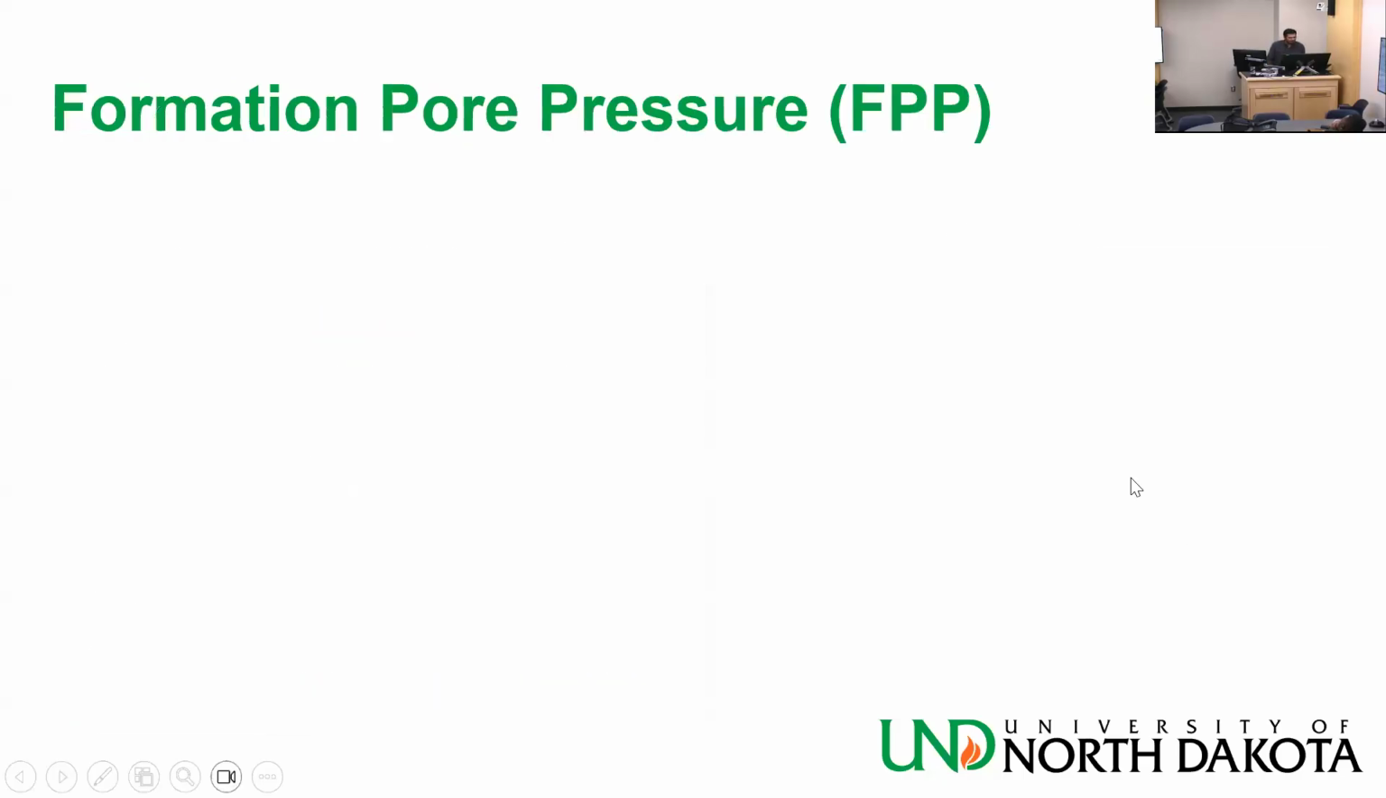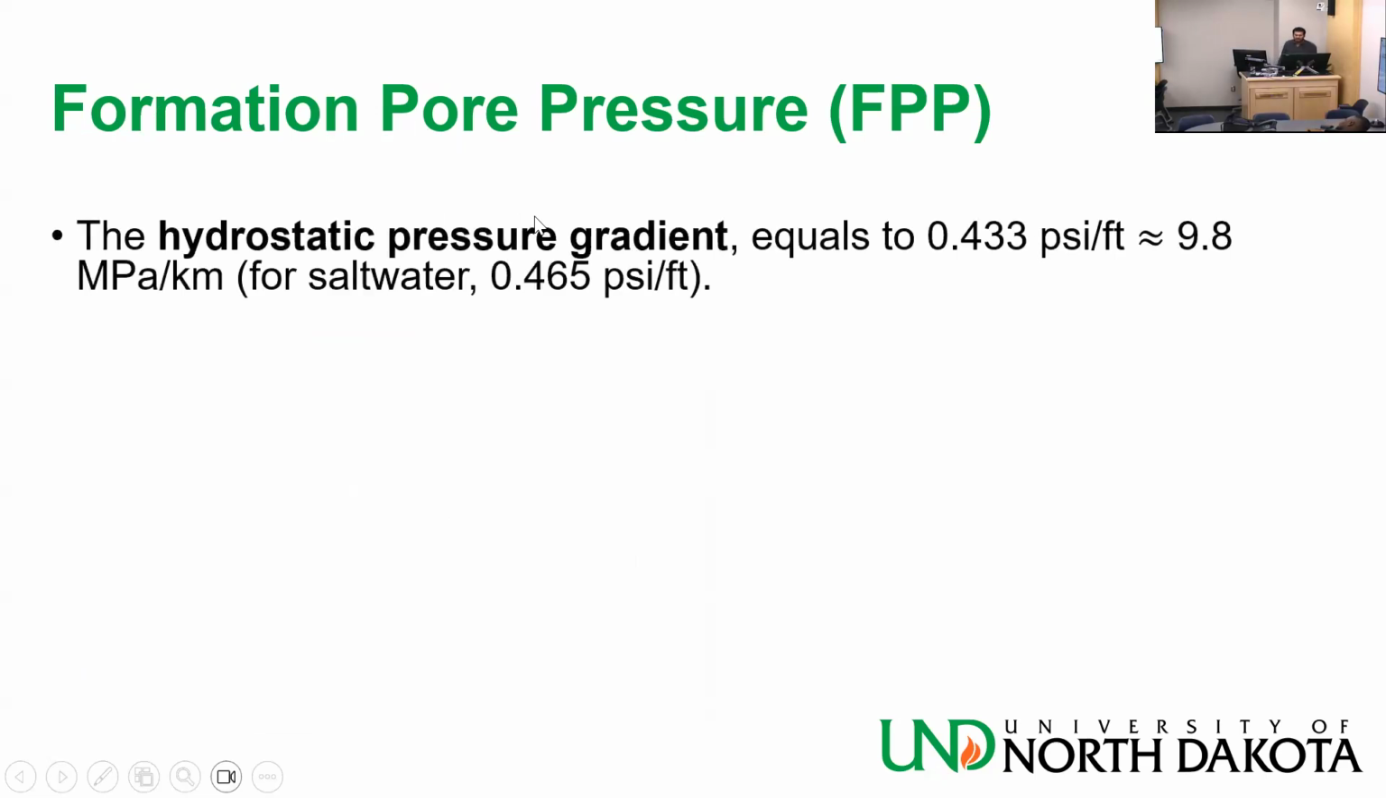Anyway, pore pressure is the pressure of the fluid inside the rock that you are drilling. And by now you know that this is an important value because you need to get your gradient, your mud weight, to match that. For reference, the hydrostatic pressure gradient is the gradient of fresh water, 0.433 psi per foot, 9.8 megapascals per kilometer. Now for salt water, the Gulf is 0.65, but you can find others.